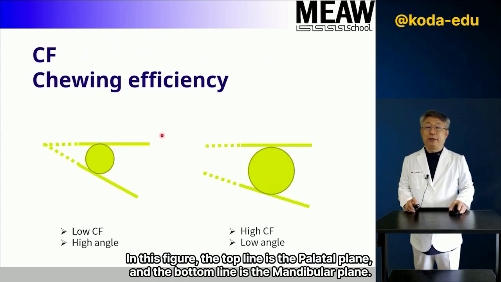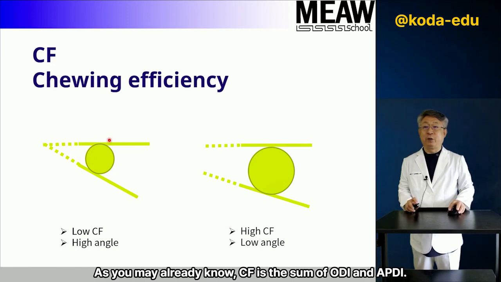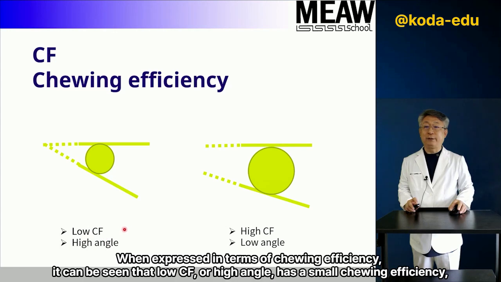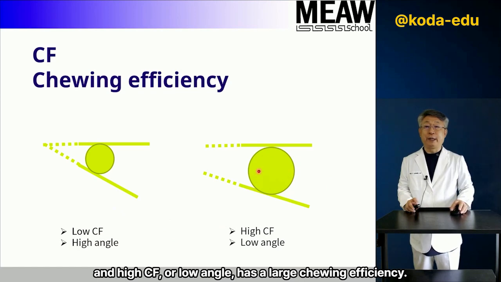In this figure, the top line is the palatal plane, and the bottom line is the mandibular plane. As you may already know, CF is the sum of ODI and APDI. When expressed in terms of chewing efficiency, it can be seen that low or high angle has a small chewing efficiency, and high ODI or APDI with a large CF, the low angle type, has a large chewing efficiency.